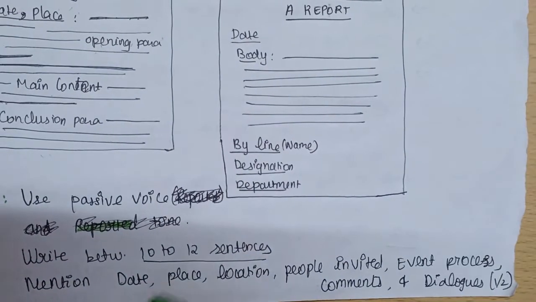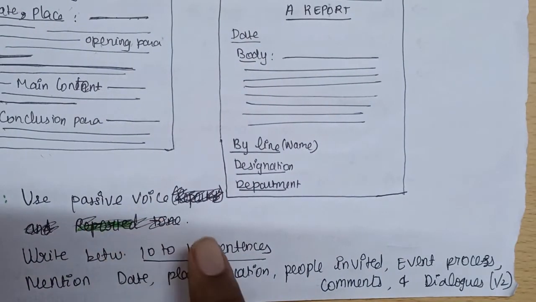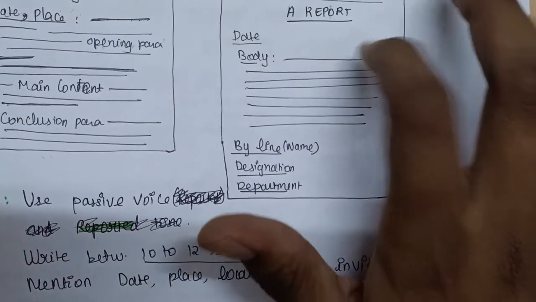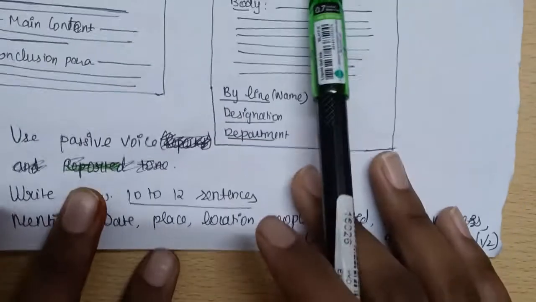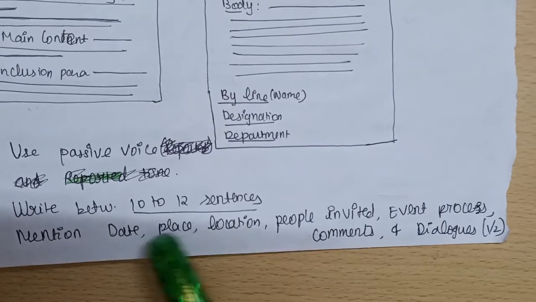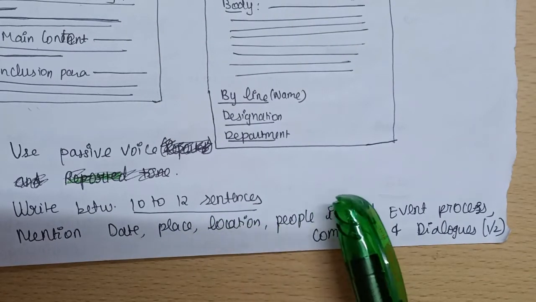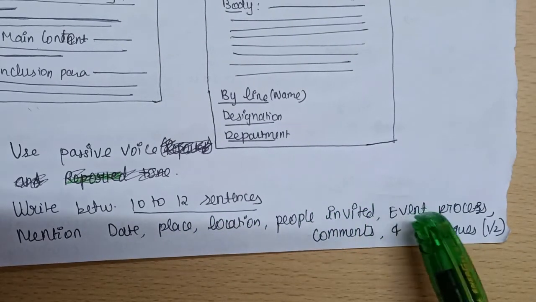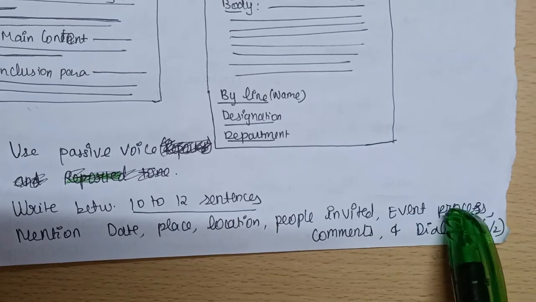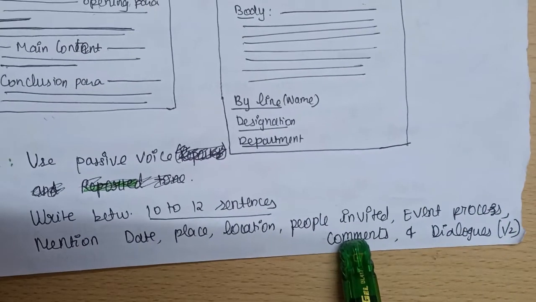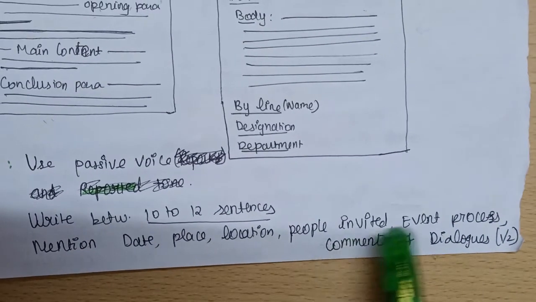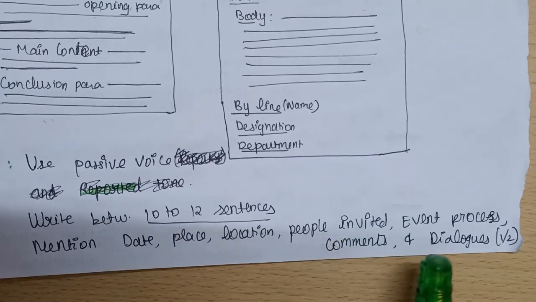Yeah, by the way, I also wanted to say, you have to write between 10 to 12 sentences, because generally this is asked for 10 marks. This was asked in the previous year, like I said. And you have to mention the date, place, location, whatever people have been invited or there for the event, and the event process, whatever has happened in the event, and any comments of yours or anyone who has given a comment that is noticeable, and any dialogues.